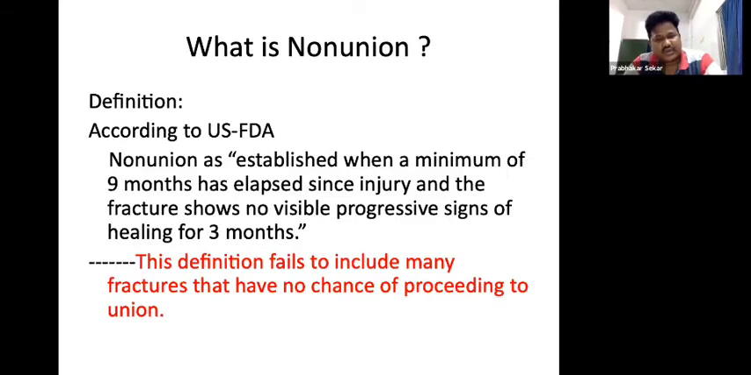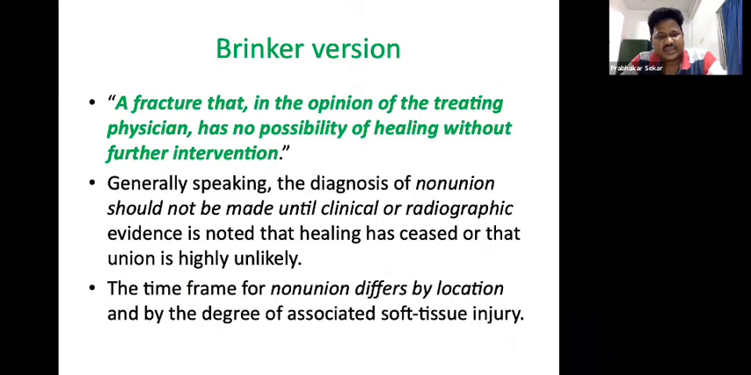Before going to non-union neck, just what is non-union as a whole? According to the US FDA, non-union is defined as established when a minimum of 9 months has elapsed since injury and the fracture shows no visible progressive signs of healing for 3 months. So this is the standard definition for non-union. Initially it was used, but this definition fails to include many fractures that have no chance of proceeding to union. Now comes the later acceptable definition for non-union based on Brinker's version.